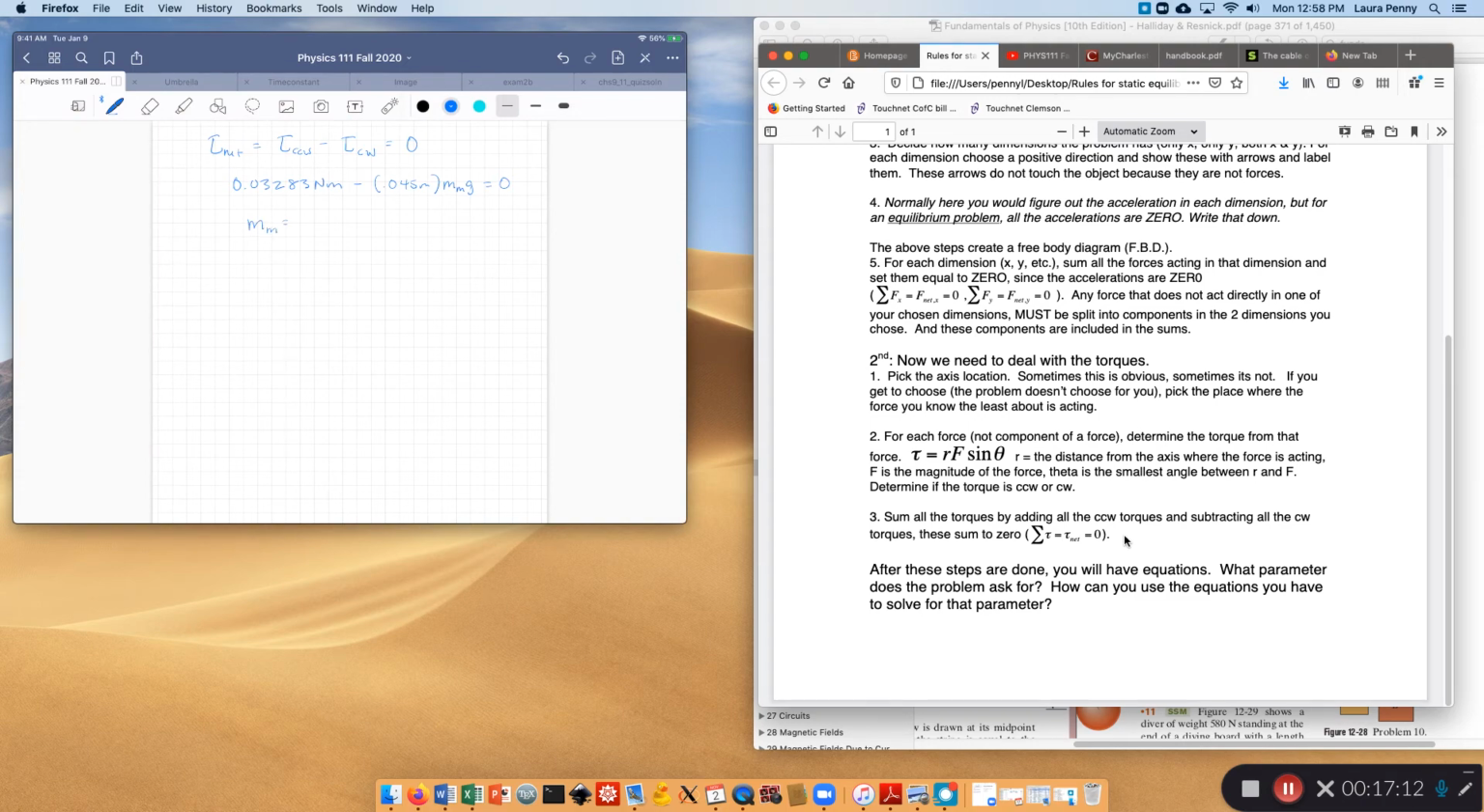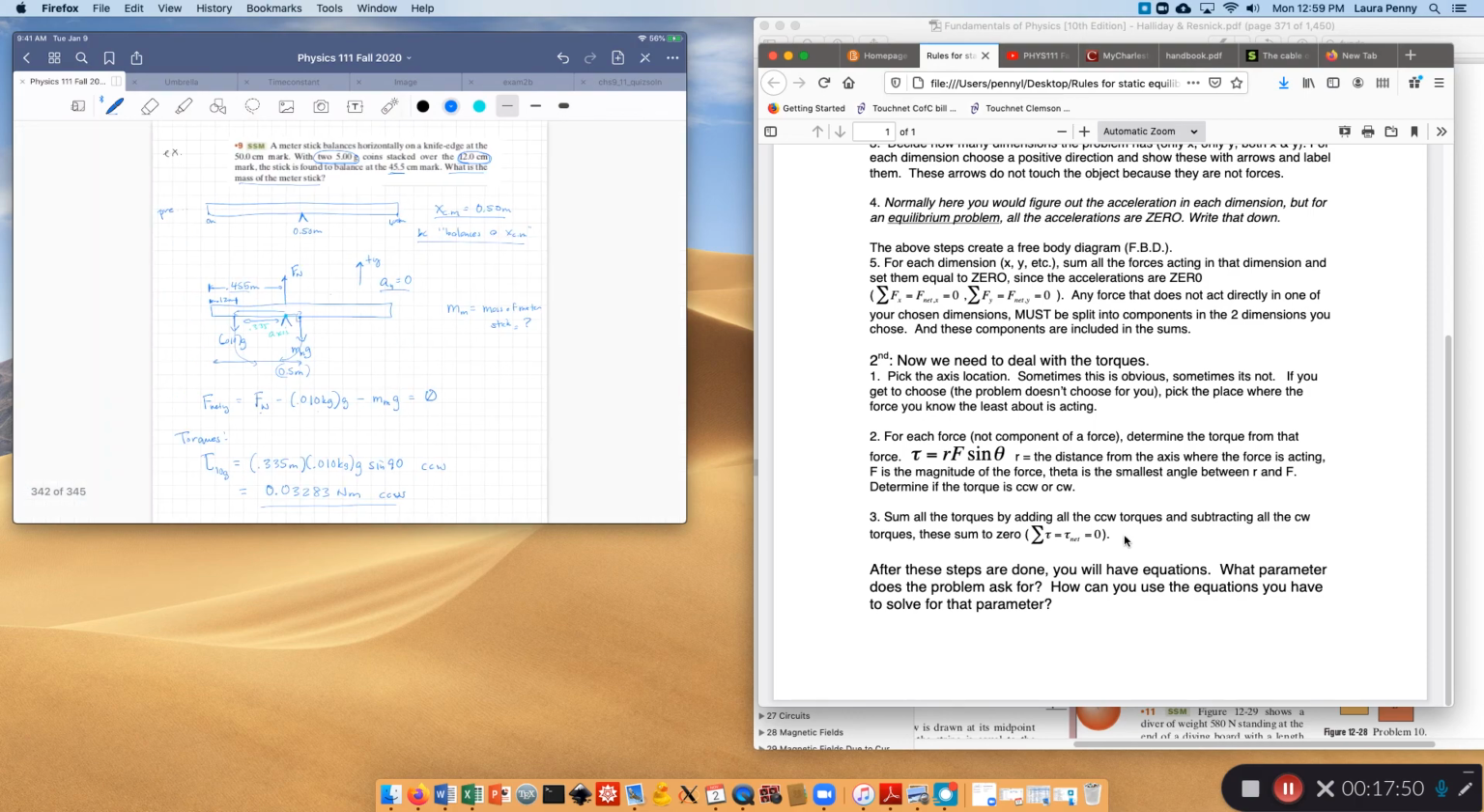So now I can actually use this to straight up solve for the mass of the meter stick. I'm going to get that the 0.03283 newton meters divided by g and 0.045 meters, divided by 9.8 divided by 0.045, and the mass of my meter stick is 0.0744 kilograms, or 74.4 grams, which is actually pretty similar to some of the meter sticks we had in the lab.